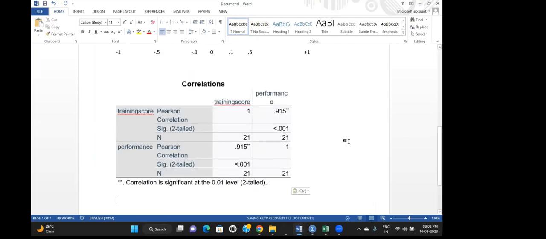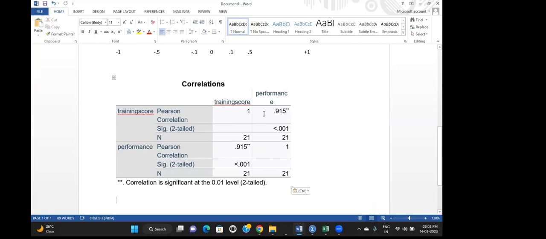Okay, so these are the results that have come, right? And what does it say? Now we can see here there are two variables, training score and performance. So what is it saying? Training score with respect to training score is 1, obviously. If you want to find out the correlation of training score to training score, that will be 1. But training score to performance, the correlation is 0.915.